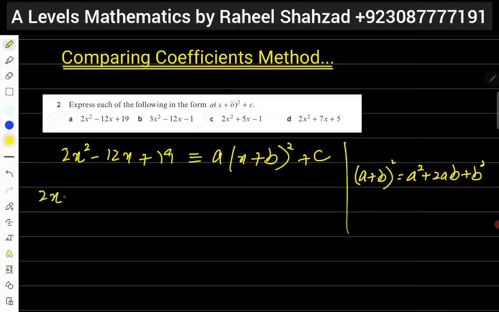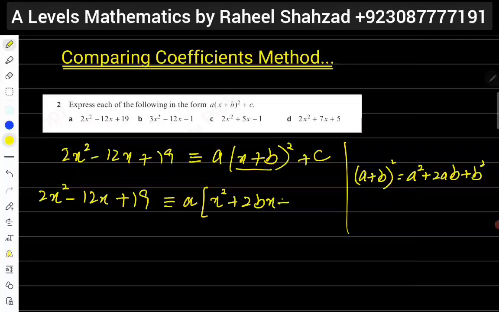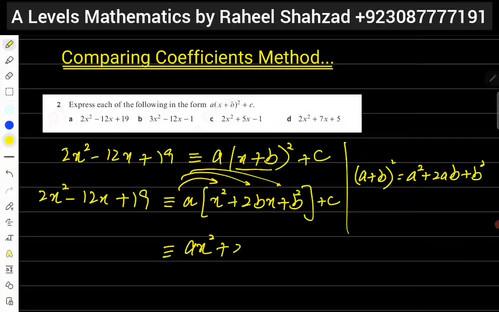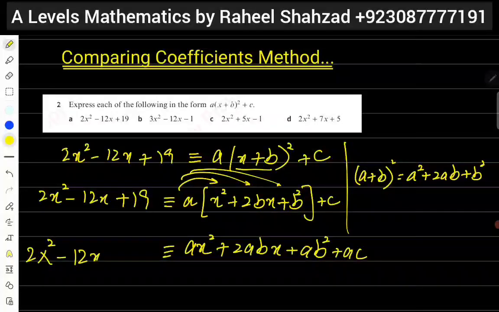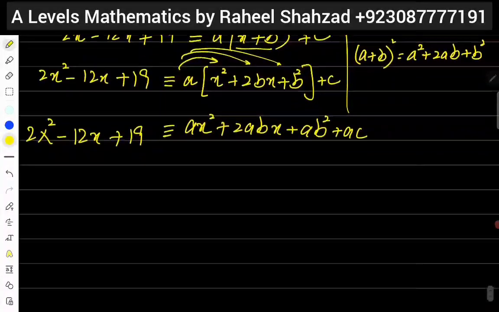So it's going to be 2x square minus 12x plus 19 is equal to a. Now we open this as x plus b whole square, x square plus 2bx plus b square plus c. So you multiply a inside the brackets, that is ax square plus 2abx plus ab square plus ac, and this is your ax square minus 12x plus 19.